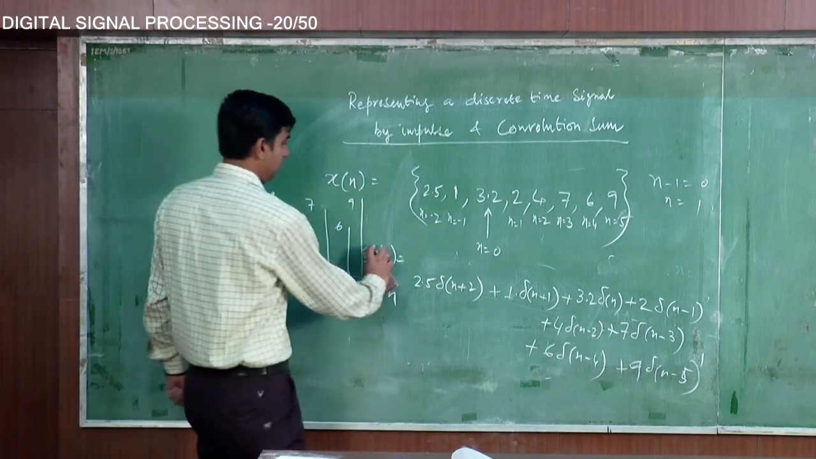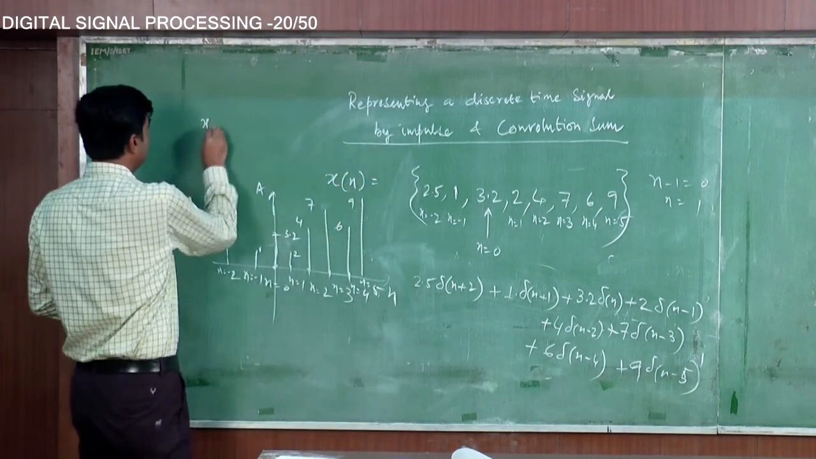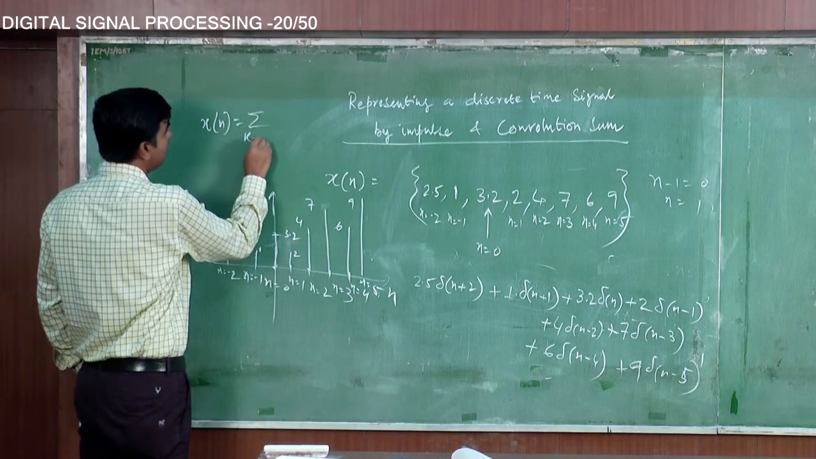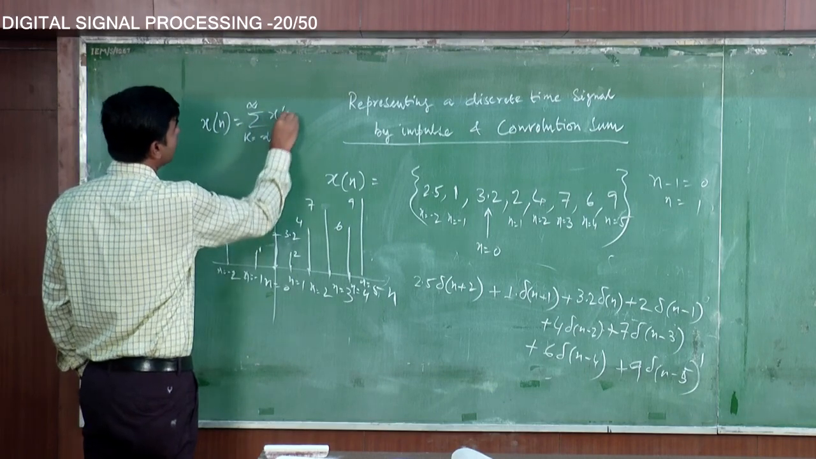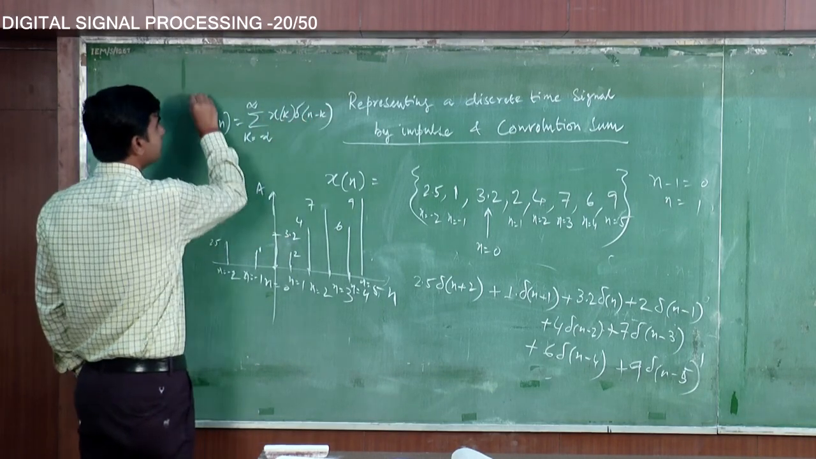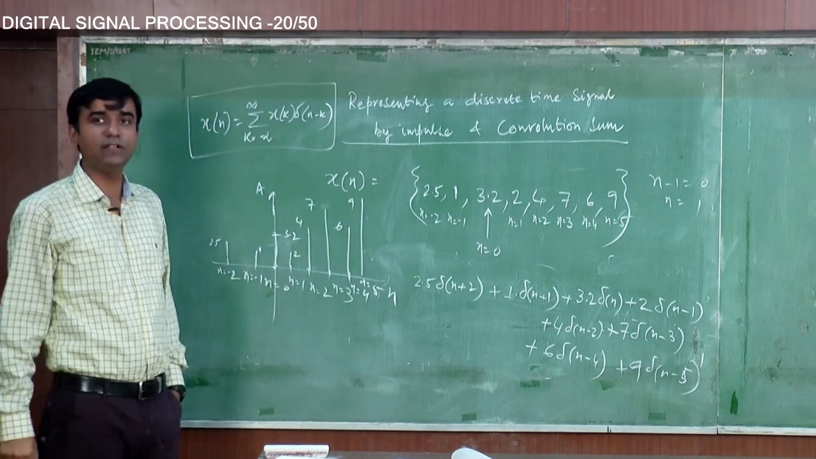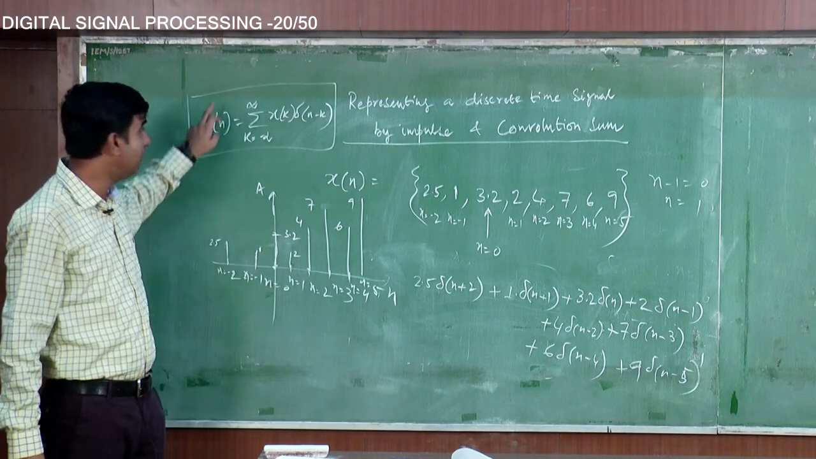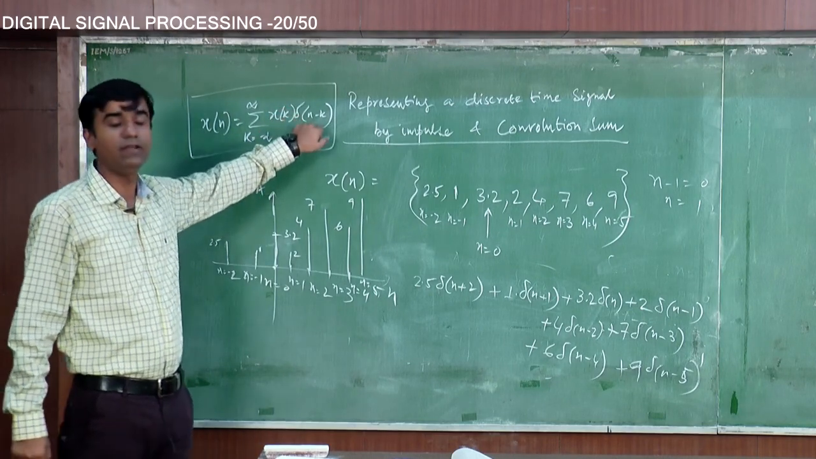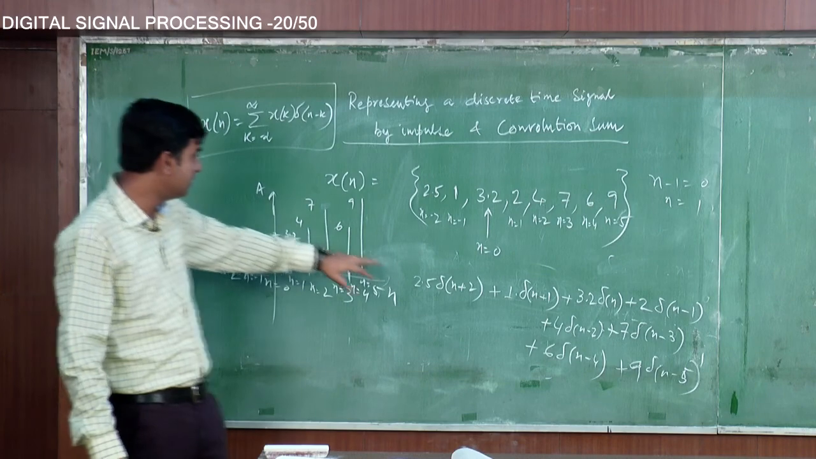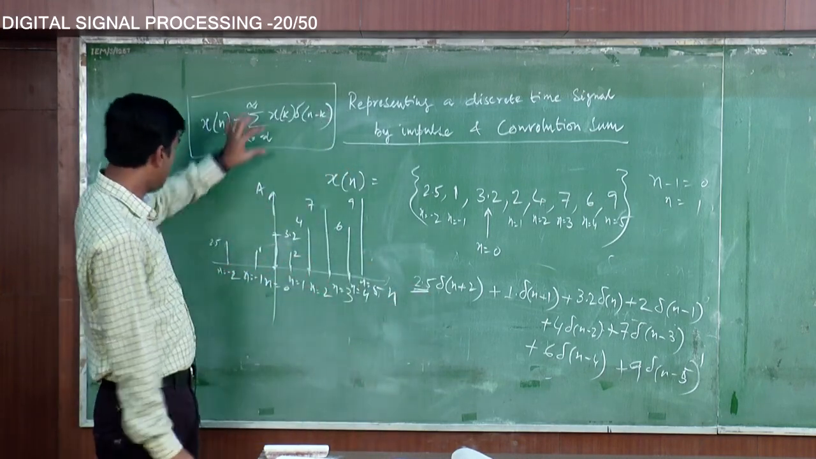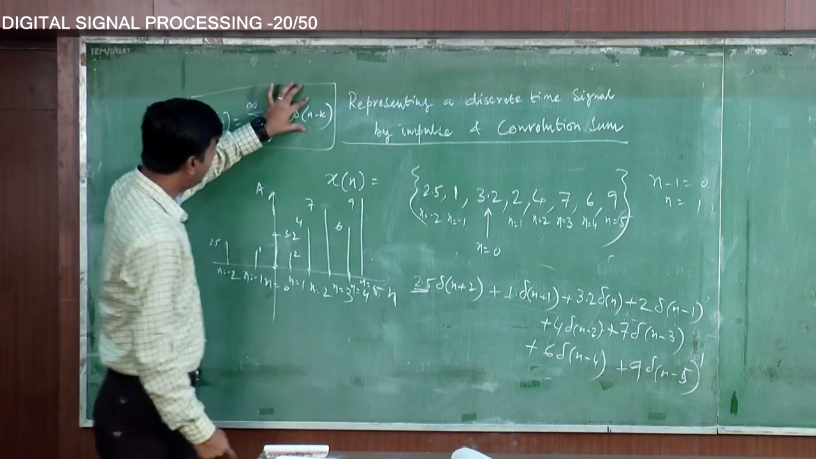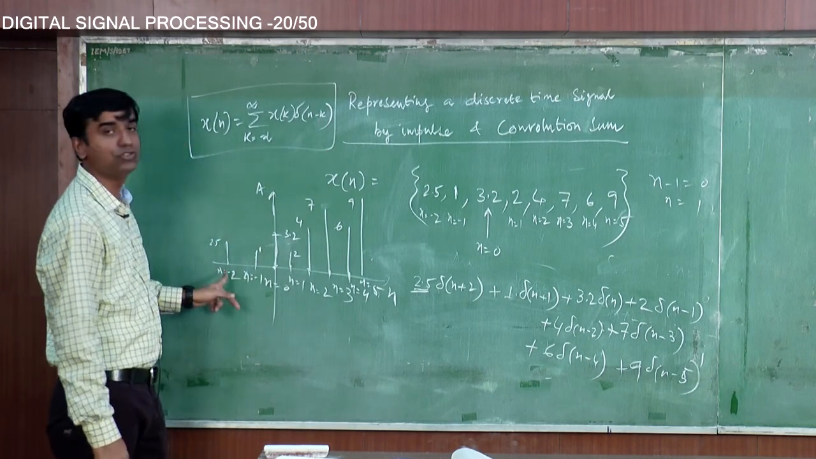So together, if we want to represent this by a single mathematical expression, we can write it like summation k from minus infinity to infinity x of k del of n minus k. So this is the mathematical representation of a signal x n by the multiplication of its amplitude and shifted unit impulse. Like this, 2.5 is the amplitude at n is equal to minus 2. So this x k is then 2.5 and del n minus k, k value is minus 2.